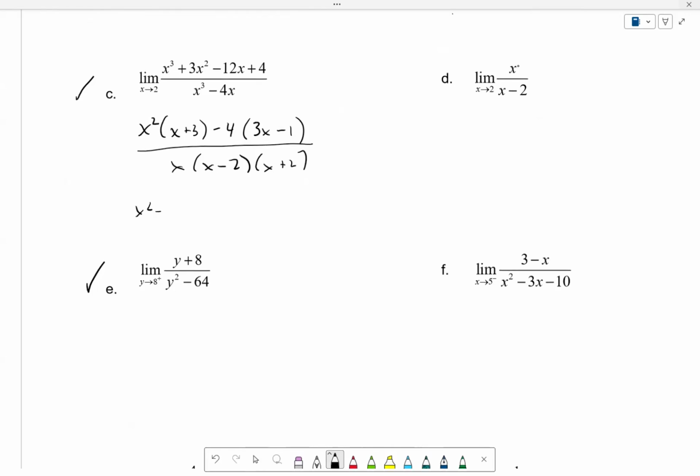X squared minus 4 times x plus 3 times x minus 1. Is that what you're saying? Oh, 3x minus 1. Okay, 3x minus 1. Okay, and if we were to multiply all that out, would we get x cubed? No. Oh, no.